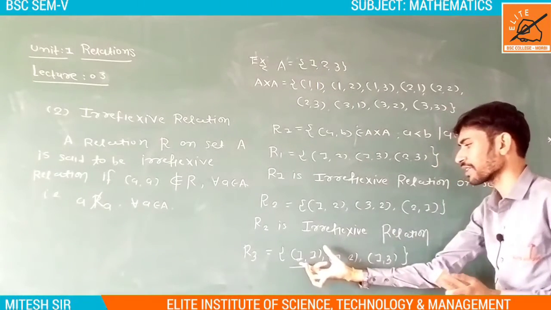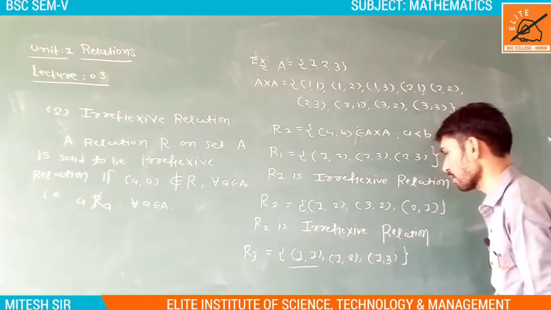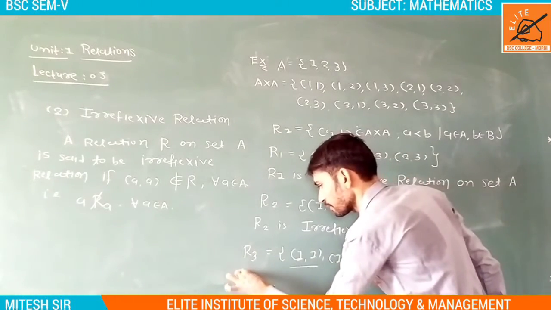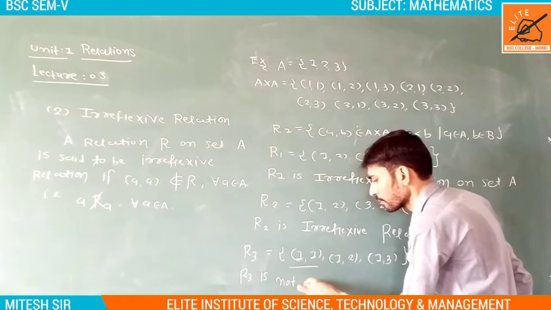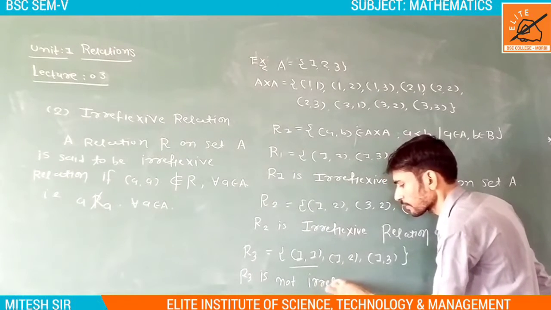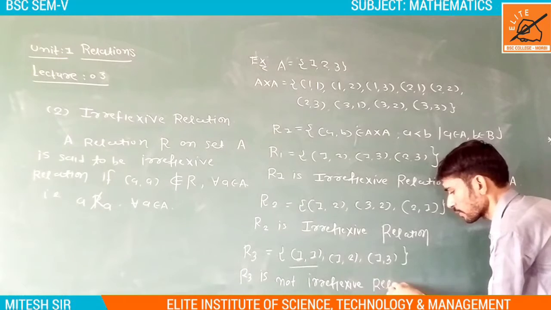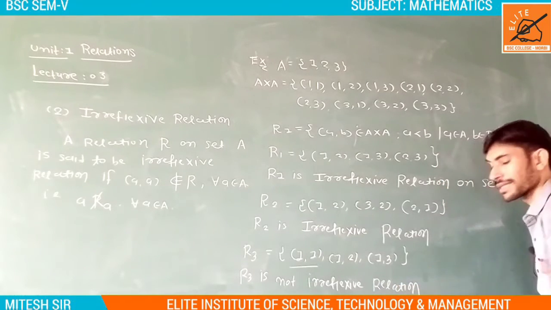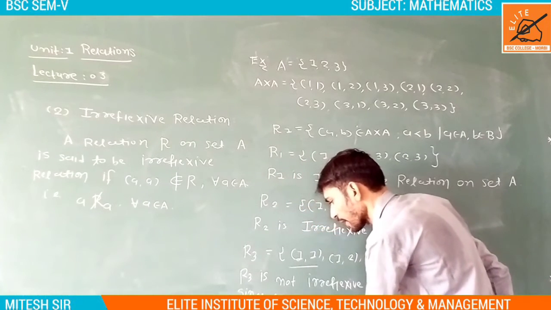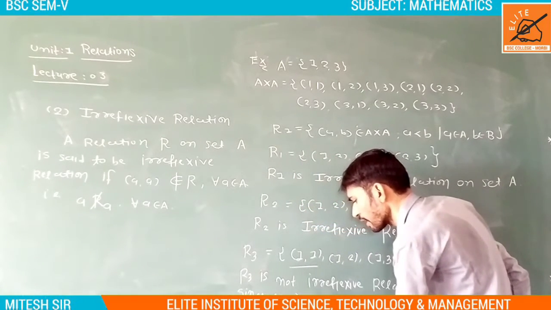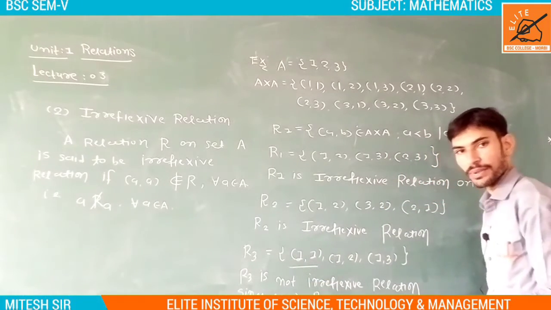But our relation contains the pair 1 1. So relation R3 is not an irreflexive relation. So here we write R3 is not an irreflexive relation. Since, what is the reason? Since pair 1 1 belongs in relation R3. That's why our relation R3 is not an irreflexive relation.